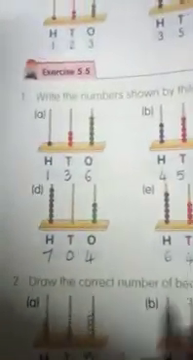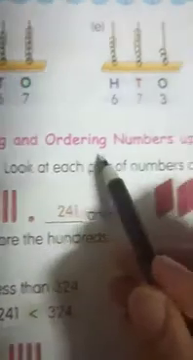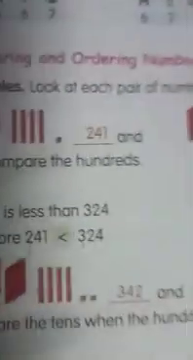Children, in today's class we are continuing the fifth chapter, that is numbers beyond 100. So let's start. In the previous class we have completed exercise 5.4. In today's class we are starting a new topic, that is comparing and ordering numbers up to 1000.